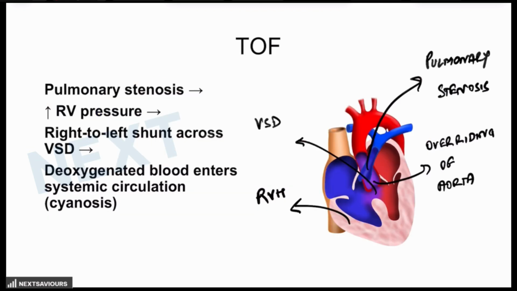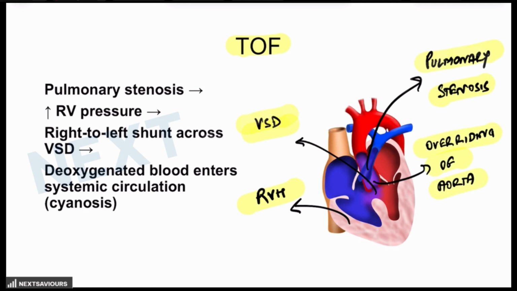Coming on to the next topic, which is tetralogy of Fallot. You know, TOF is a cyanotic congenital heart disease which is caused by four major defects. What are those? The first one is the ventricular septal defect. Second is the right ventricular outflow tract obstruction leading to pulmonary stenosis. The third one is the right ventricular hypertrophy. And the fourth one is the overriding of the aorta.